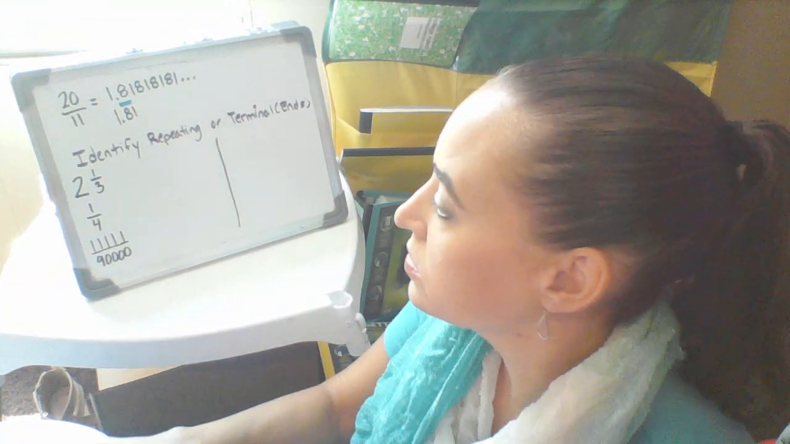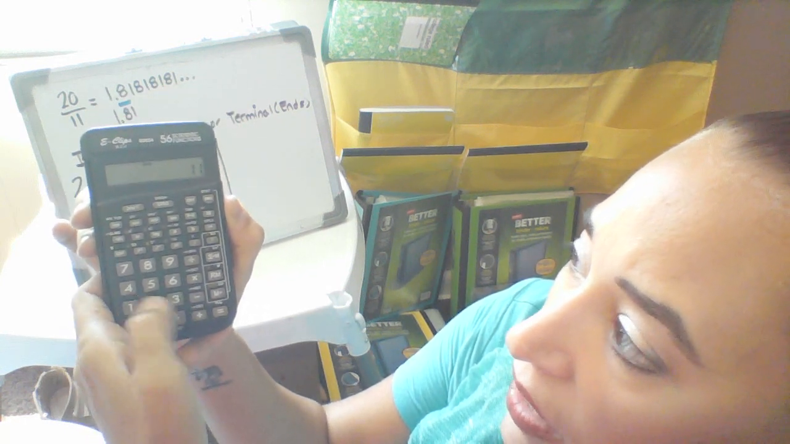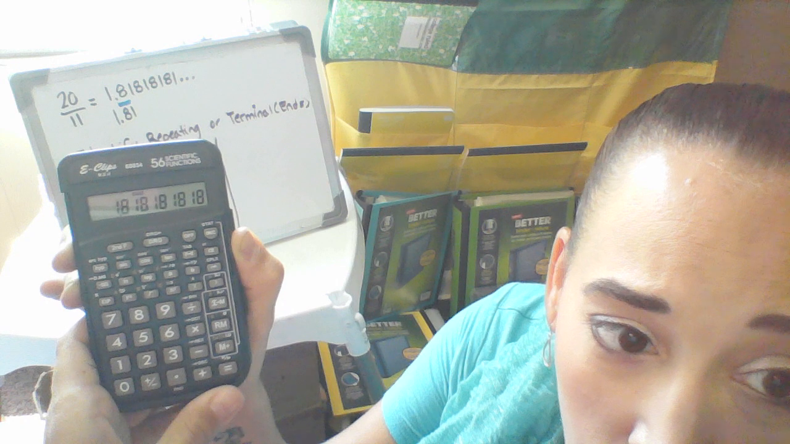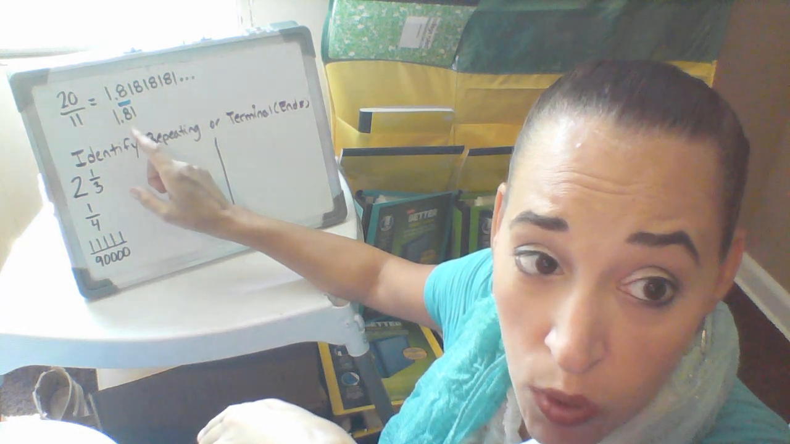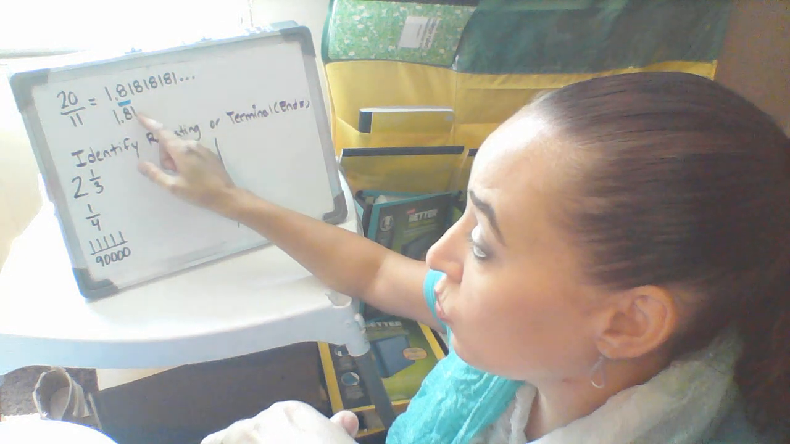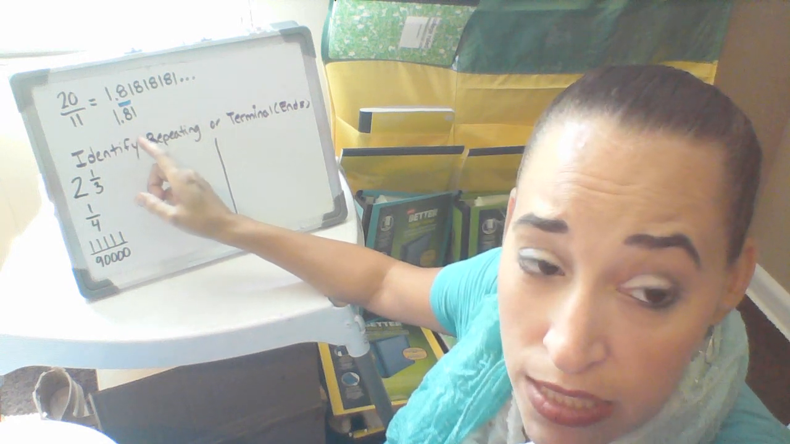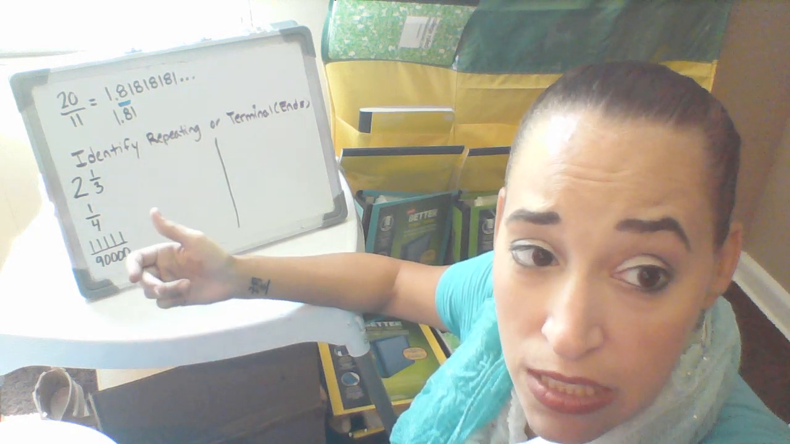Okay, another example. So if I did 20 divided by 11, I get 1.81818181. So as you can see, for this decimal, it's 81 that repeats over and over and over again. So for this decimal, I would put a bar over 81, okay? So this lets me know for anyone that 81 is the two numbers that repeat over and over and over again. And it lets me know that, yes, it's a repeating decimal.